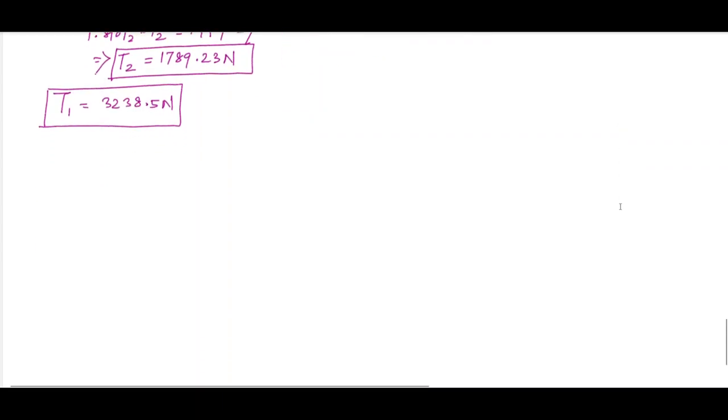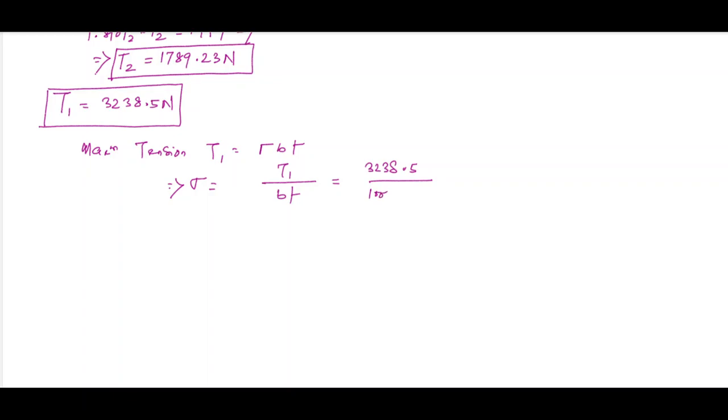Now, stress in the belt we need to find out, and we know that maximum tension T1 is equal to sigma b t. So sigma will be equal to T1 by b t. So 3238.5 divided by width is 100, t is 10. So this will give you 3.25 newton per mm square.